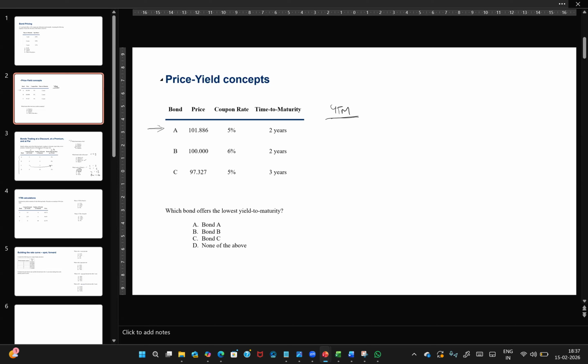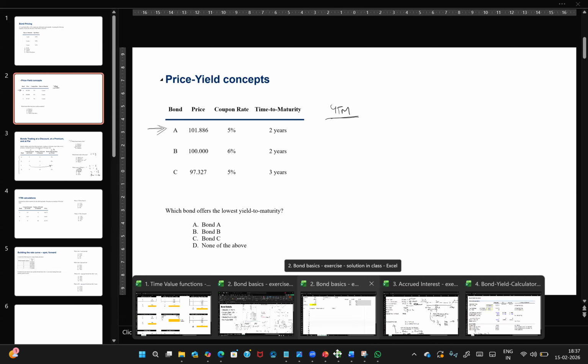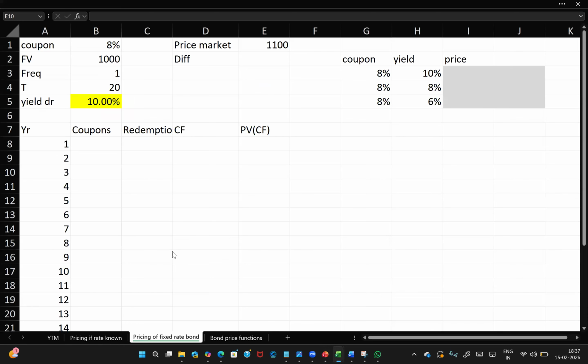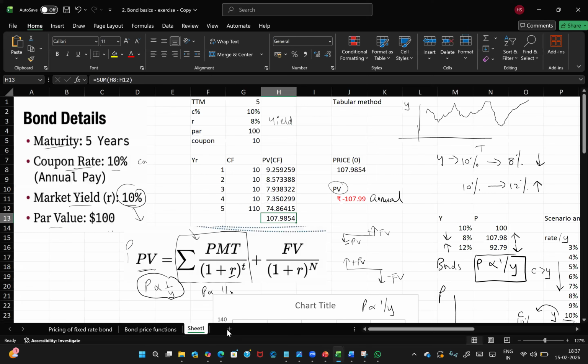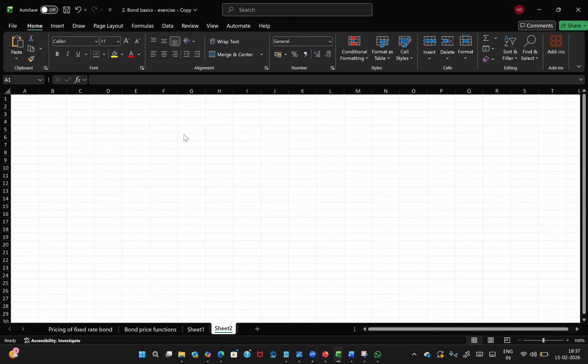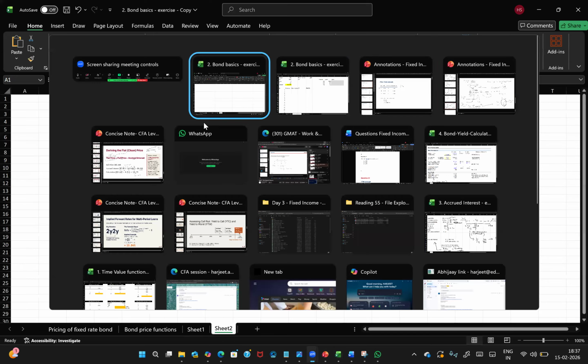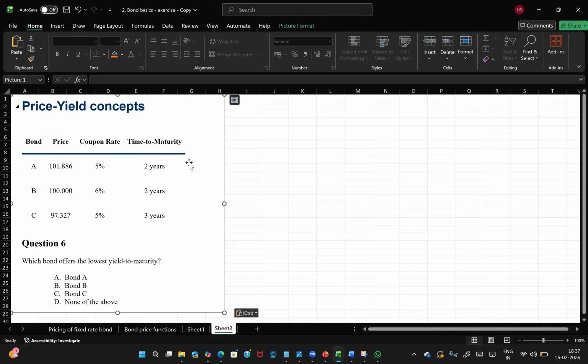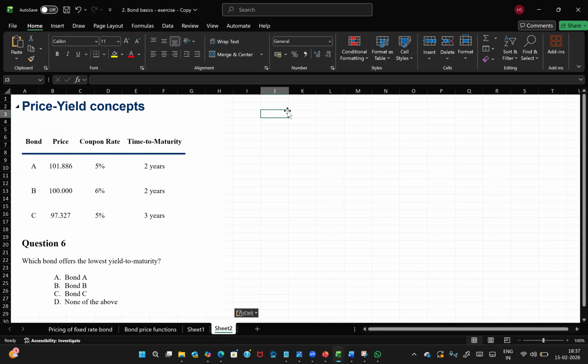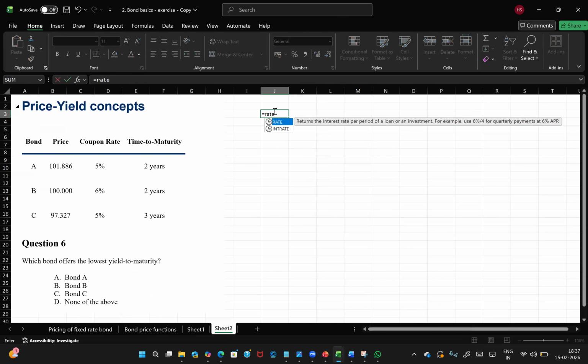So how will we solve for this? For instance, on Excel. So we can use in Excel the rate formula. Let me go back to the sheet. Okay. So we can use the rate formula, which helps us calculate.